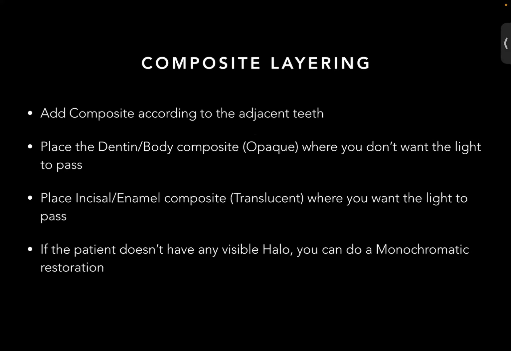Now it is important that you add the dentine composite according to the adjacent tooth. You cannot do mamelons and every detail when the adjacent natural tooth does not have any of that. That is going to look super weird. Obviously, it is very obvious, but I'm just mentioning it. You need to replicate a natural adjacent tooth. That is our main aim. So you place the dentine or body composite where you don't want the light to pass, and the incisal or enamel where you want the light to pass. If the patient doesn't have any visible halo, you can do a monochromatic restoration.